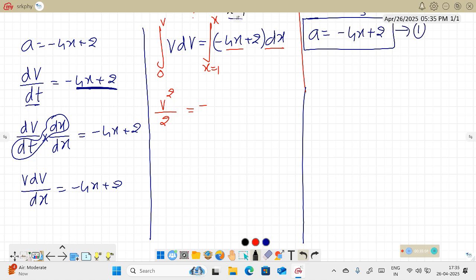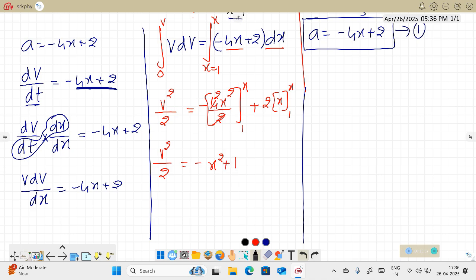That I'm writing here, 4x into dx. How much are you going to get? 4x square by 2 will get, and in this case lower limit is 1, upper limit is x, plus integral 2 dx equal to x, that is 2 into x is the value, lower limit is 1, upper limit is x. If you solve this one, what you are going to get, v square by 2 is equal to nothing but this is 2 terms cancel. So remaining is, that is nothing but minus x square, minus of minus becomes plus 1.